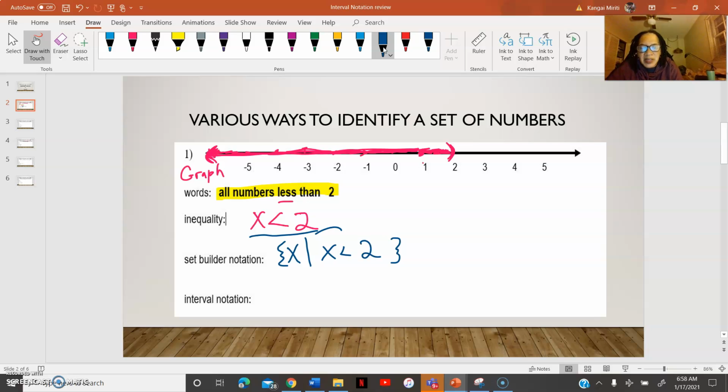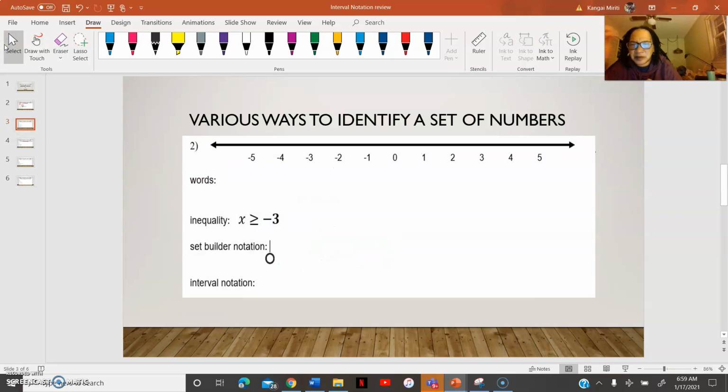And the way you read this is kind of funny. You read set builder notation this way: x is such that x is less than 2. For this little line we say "is such that." x is such that x is less than 2. It's like I'm going to tell you a story about x. x is the main character, and then here are the details about x. It's like a little storybook. We'll come back to interval notation. Let's look at some other examples first.